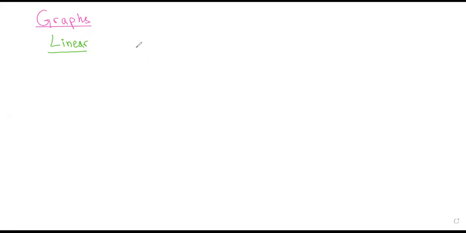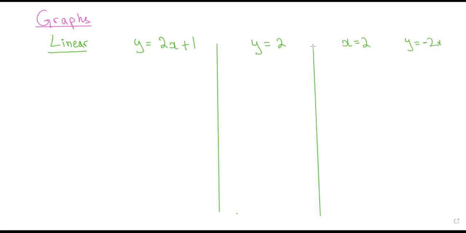So we have 4 examples for this. Let's say you have an equation y equals 2x plus 1. Then you have an equation y equals 2. Then you have x equals 2. And then you have y equals minus 2x. So we have 4 different things. Let me make some sections just so I can plot these over here.